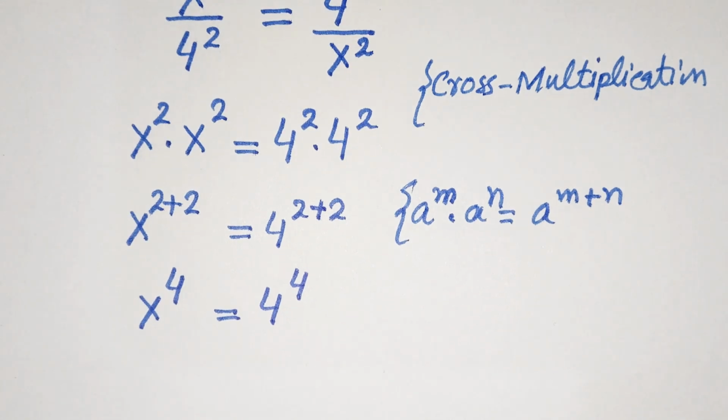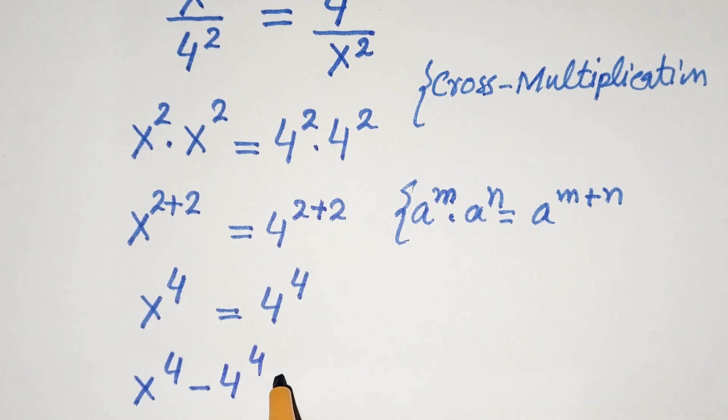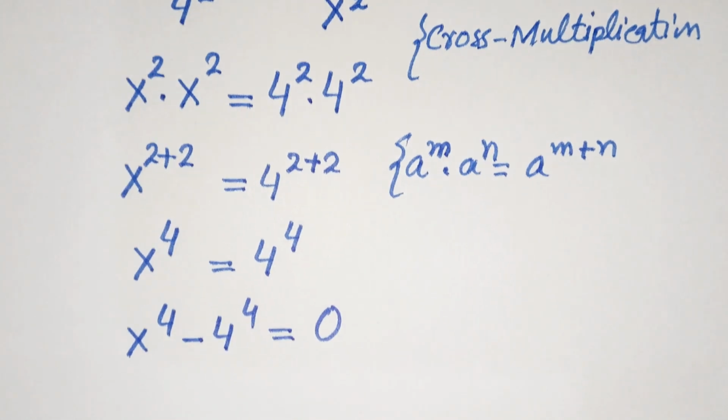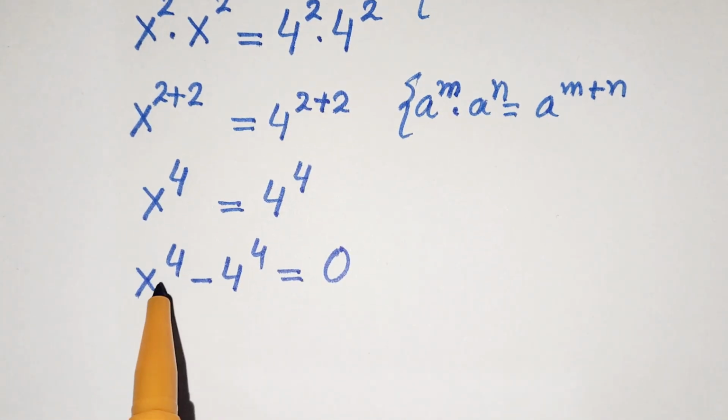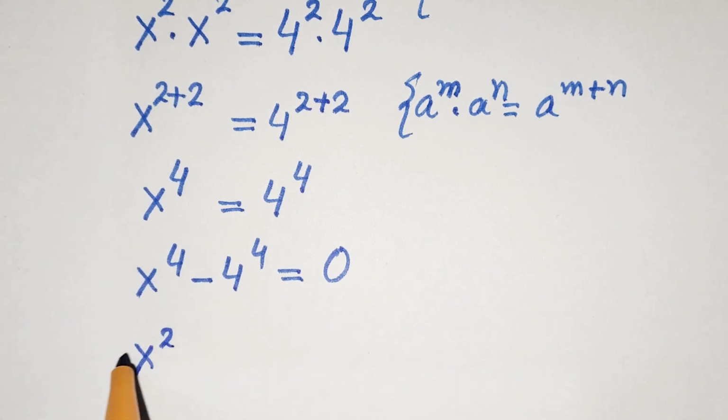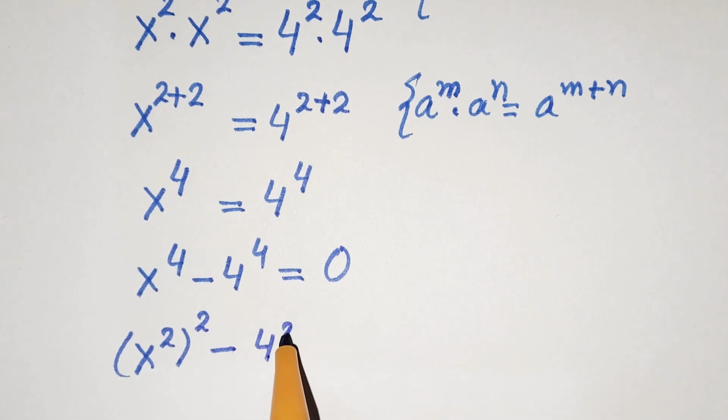Now we are going to shift 4 power 4 to the left hand side, so we get x power 4 minus 4 power 4 equal to 0. Now we can see that it is x raised to the power 4, and we can also write it as x square whole power 2 minus 4 square whole power 2.